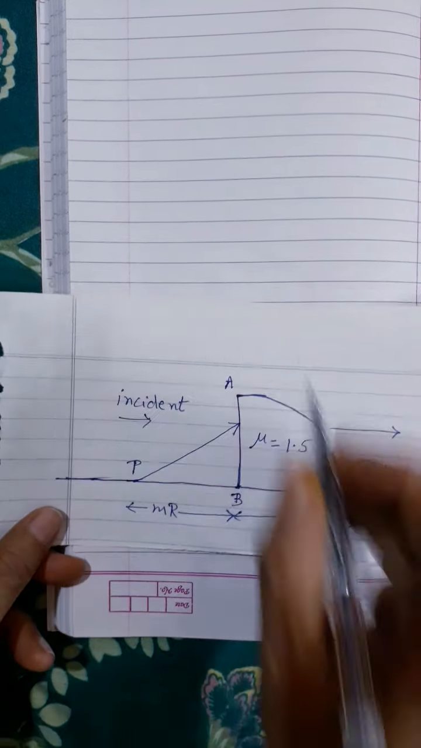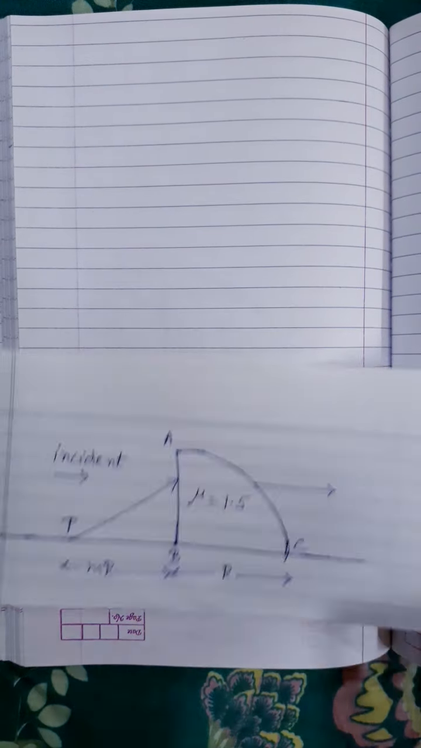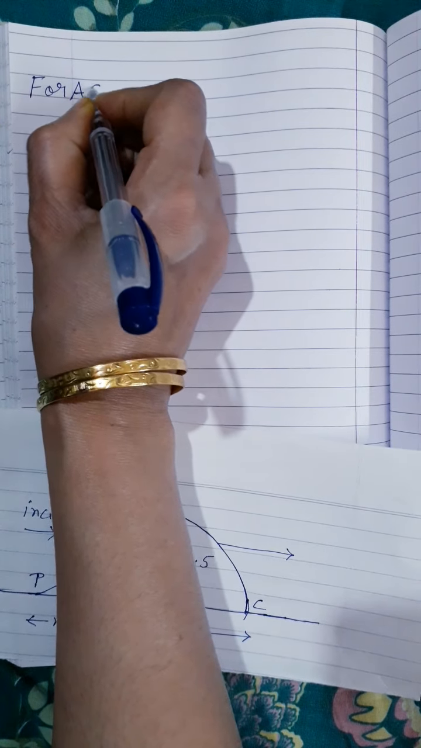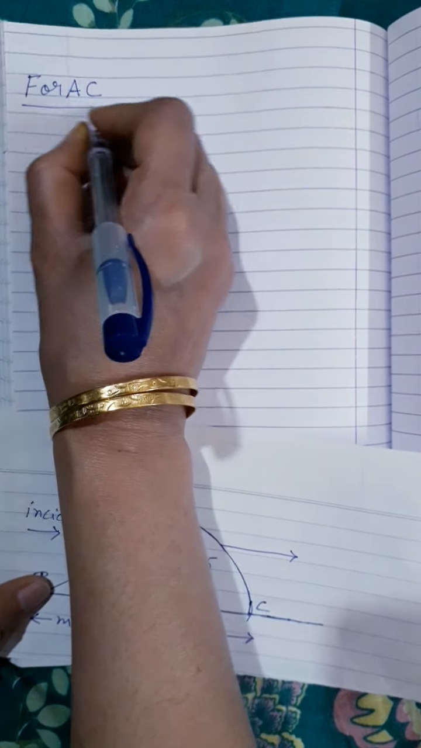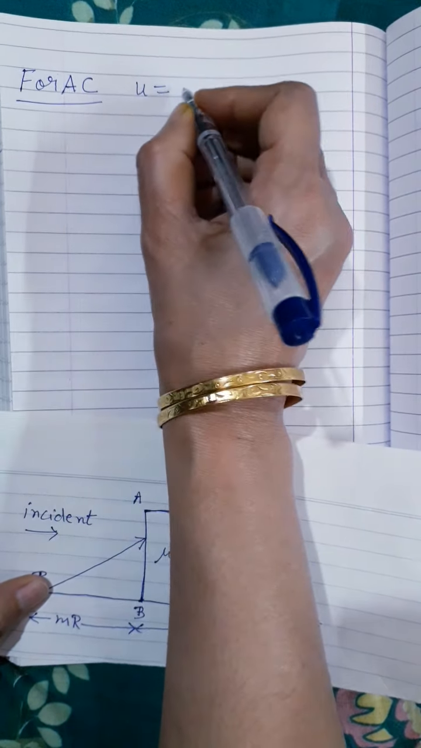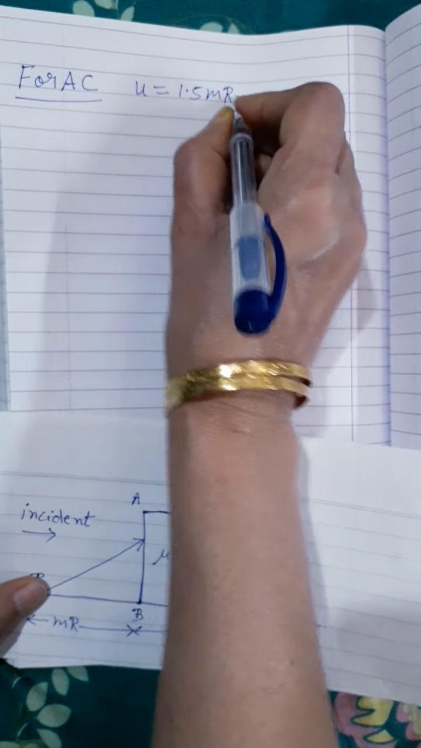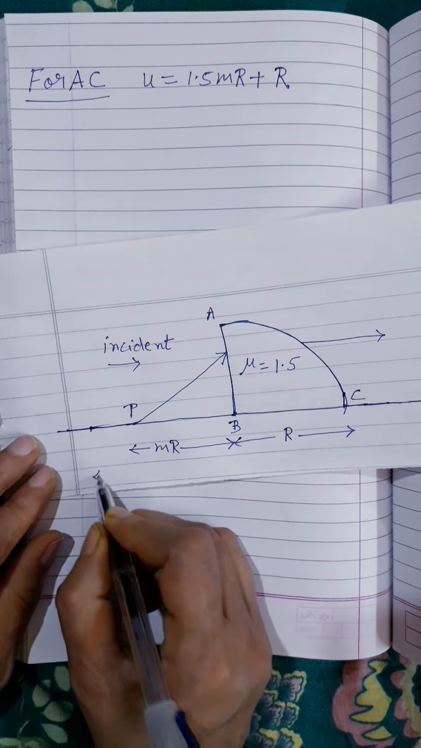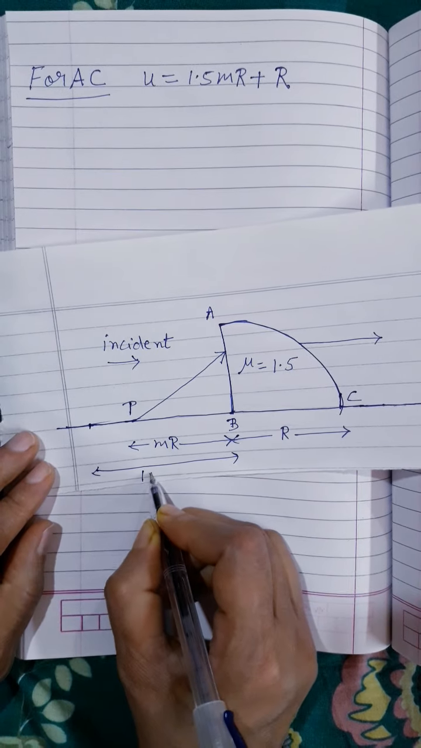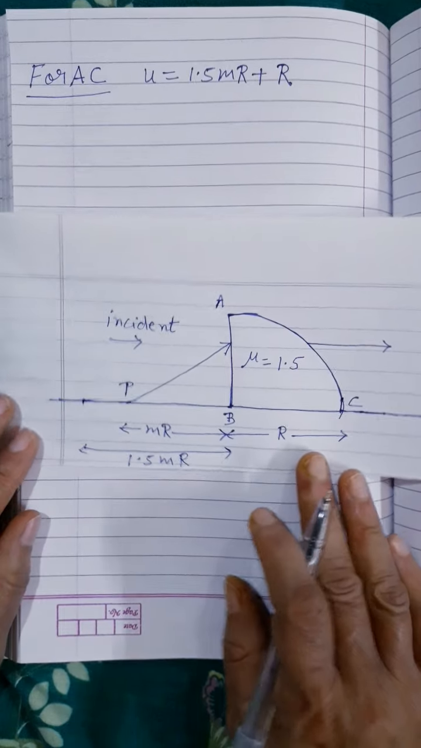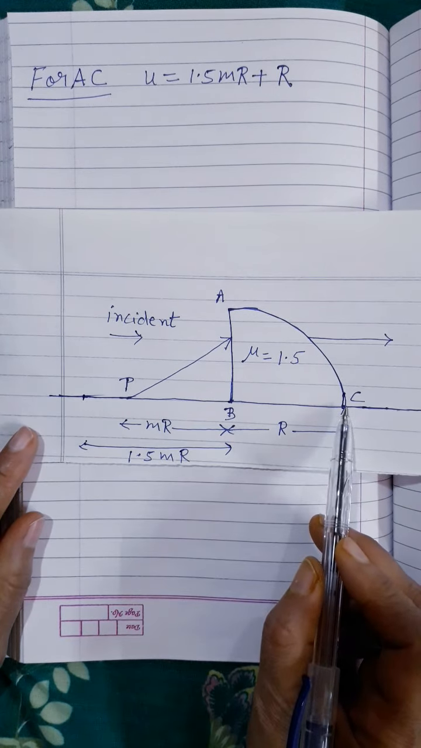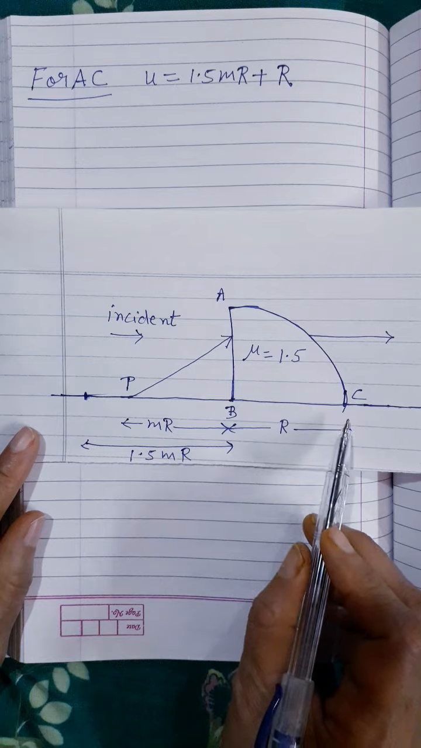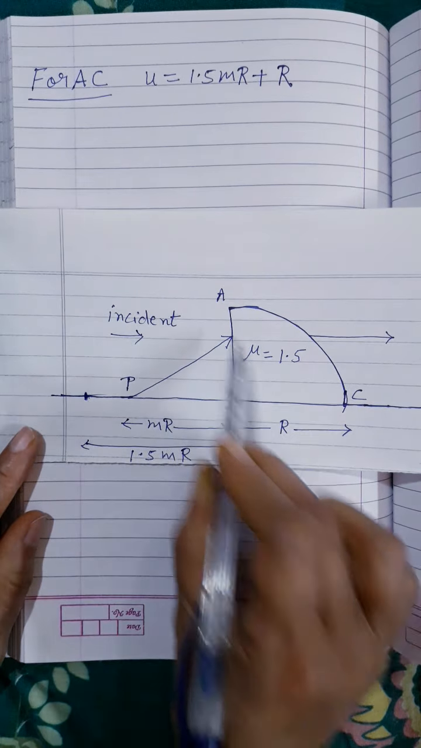For the second surface AC, so we will write for AC, this is again refraction at the single spherical surface. For this AC, U will be how much? 1.5 mr plus R. ये देखिए आपका कहीं यहाँ पर बना था, this much distance I can label as 1.5 mr and this R is already there. So from point C to this point somewhere here, if I go, so R plus 1.5 mr will be representing the distance, object distance for the spherical surface AC.